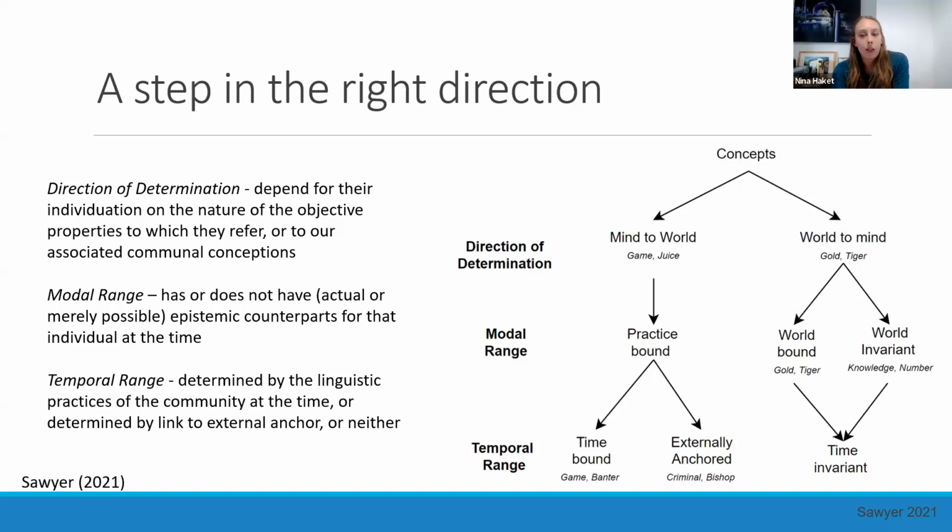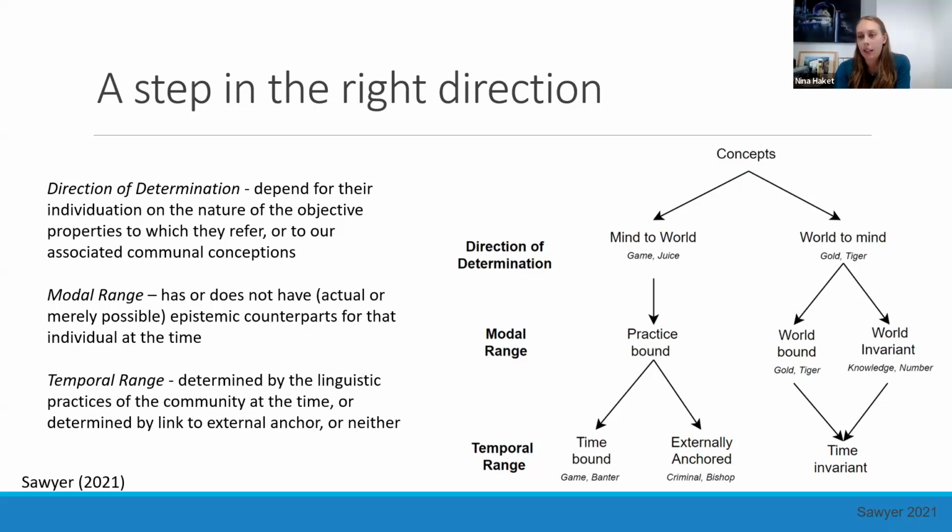She uses this framework for conceptual engineering in order to identify a proper subset of concepts for special ameliorative attention. So, for example, she suggests that externally anchored concepts like criminal or bishop need to be socially engineered in order to be changed. We need these institutionalized practices to change. But for something like a world-to-mind concept, we can't engineer them in the same way that we would engineer these externally anchored ones.